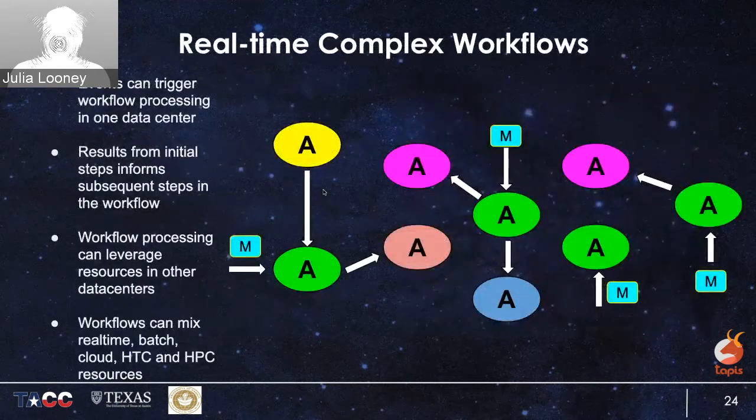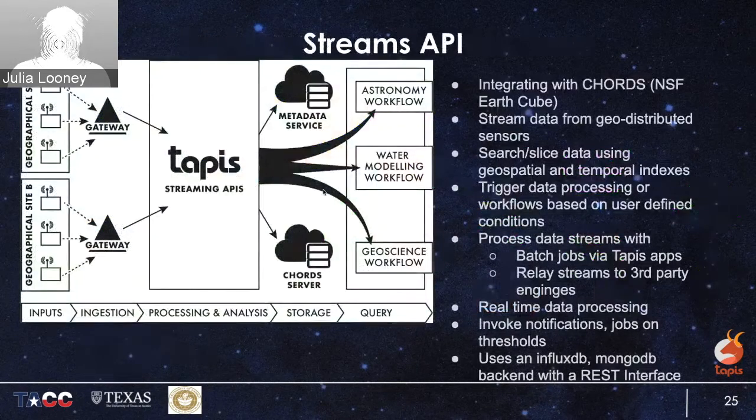And so some additional challenges that we've been trying to solve are real-time complex workflows. So things like events that can trigger workflow processing and then getting results from steps throughout the workflow, and mixing real-time, batch, cloud, HPC resources, that sort of thing. And one of the things that we've developed for this is the Streams API.